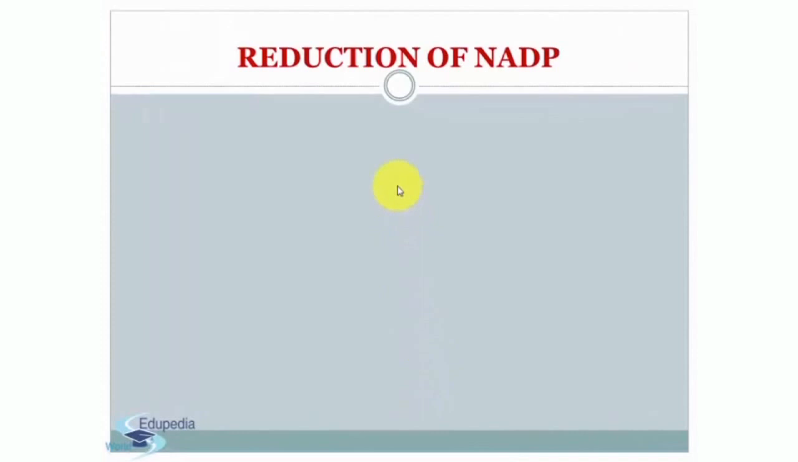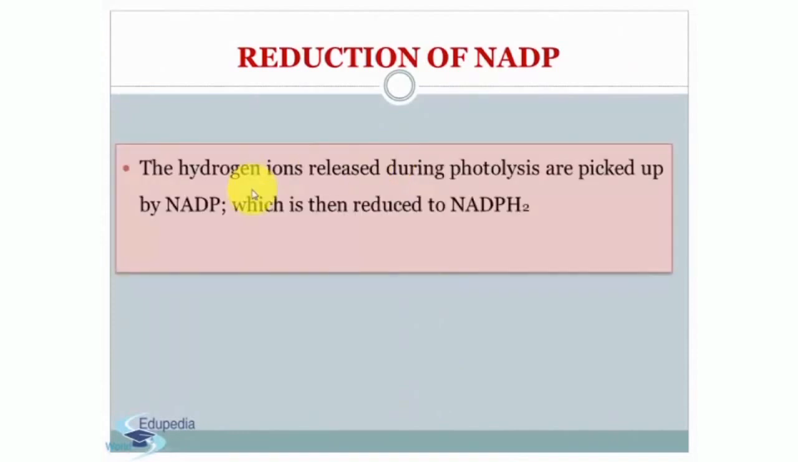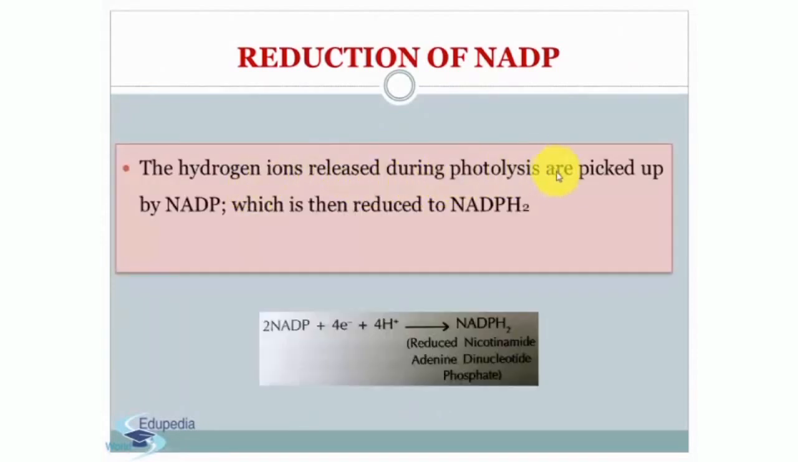Next is reduction of NADP. The hydrogen ions released during the photolysis, as we saw in the previous slide, are picked up by NADP, which is then reduced to NADPH2. You can see the reaction here.